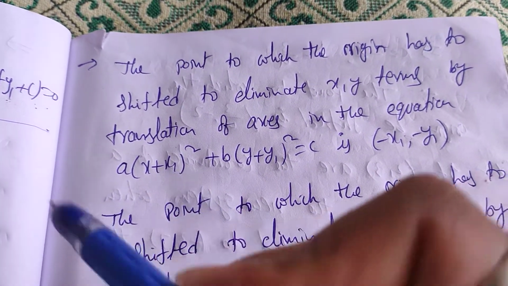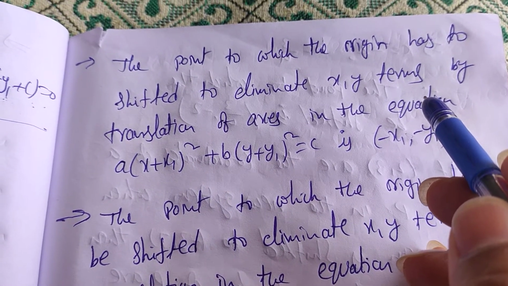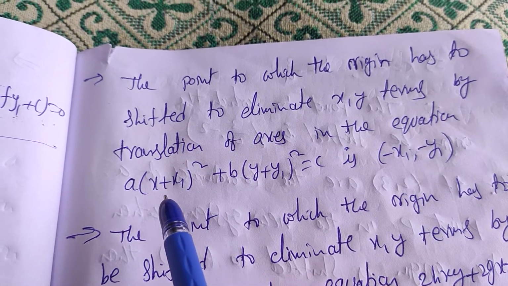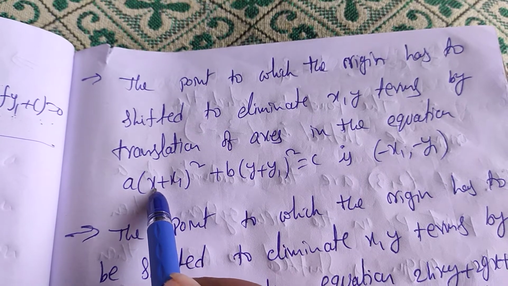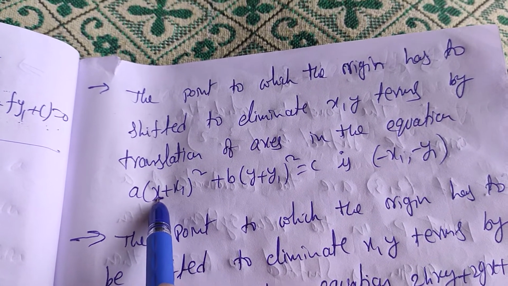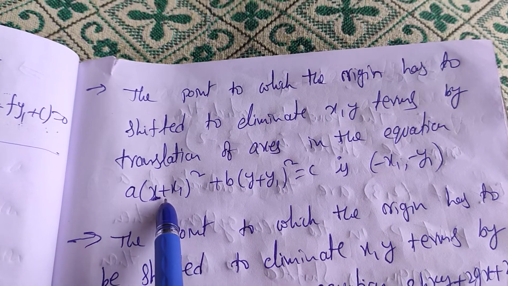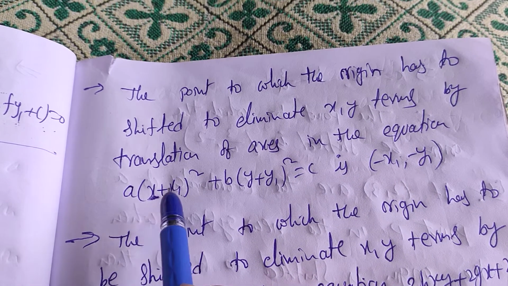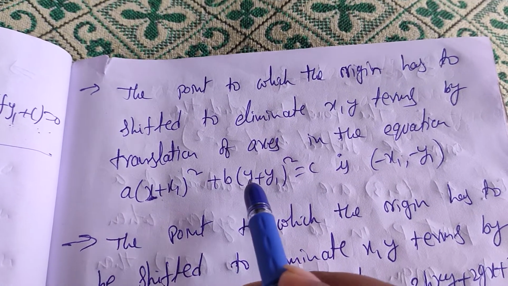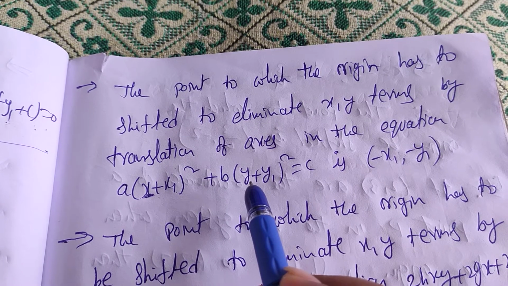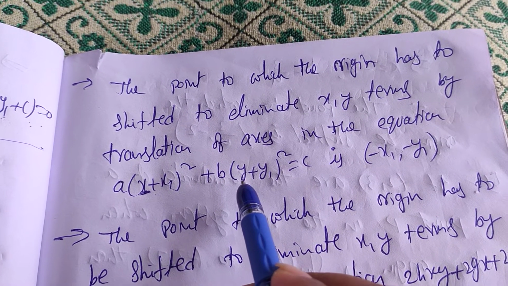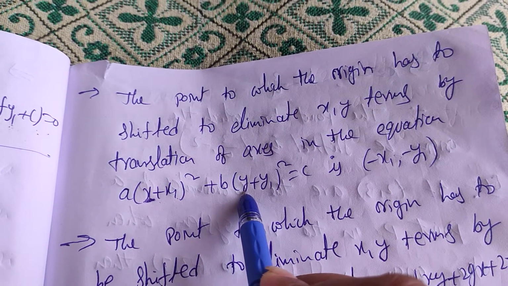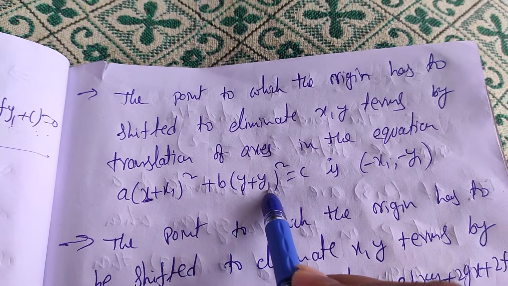So if you want to eliminate the x, y terms, the origin should be shifted. That means if you write X minus x1 in the place of x, then plus x1 minus x1 would get cancelled, and we have only ax square. And if you shift by minus y1, then according to the y coordinate, y becomes capital Y minus y1. So minus y1 plus y1 gets cancelled.